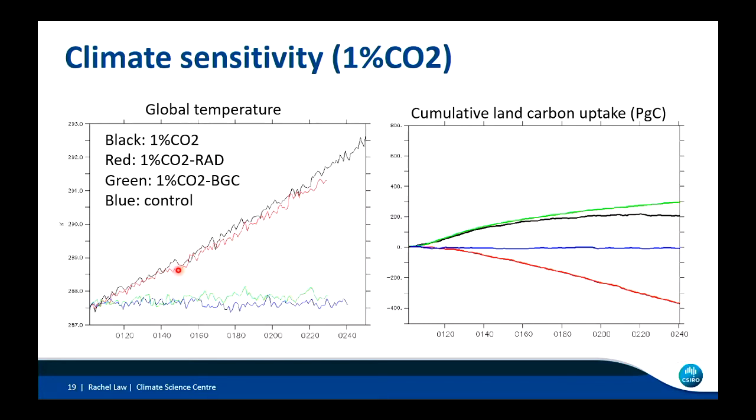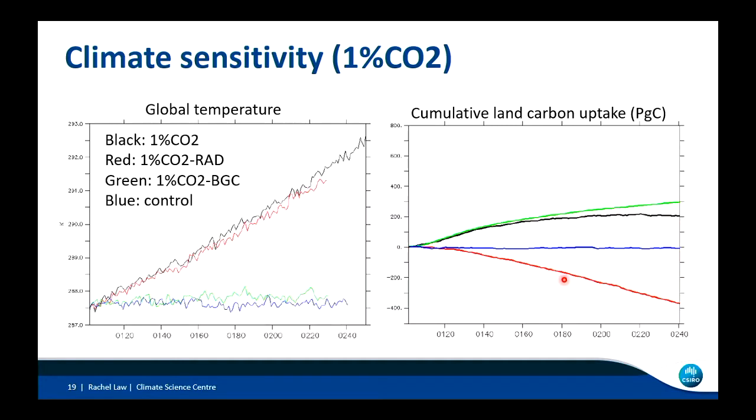So for the temperature, the one where the radiation scheme sees it increases at almost the same rate as the full system, whereas if the biogeochemistry is seeing the increasing CO2 but not the radiation scheme, then you're pretty much down where the control run is. It's fairly linear in temperature. For land carbon uptake, in our latest runs, it's not looking that way. So what you see is the green case, the biogeochemistry sees the increasing CO2, but the temperature's not warming. You tend to get a little bit more land carbon uptake than the full case, but not a whole lot more.